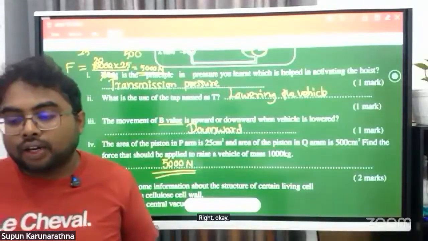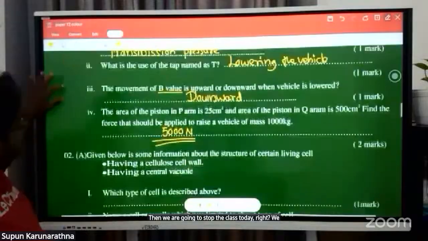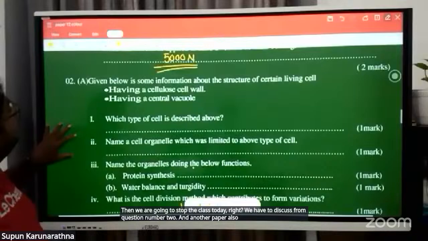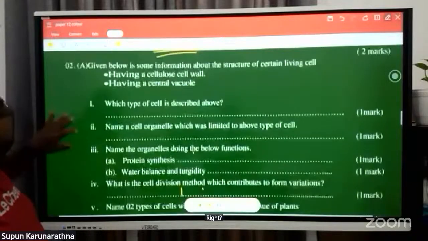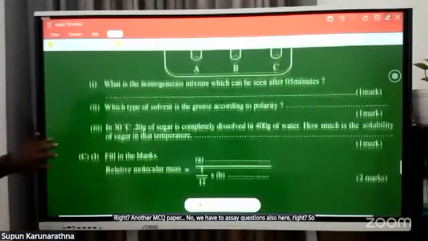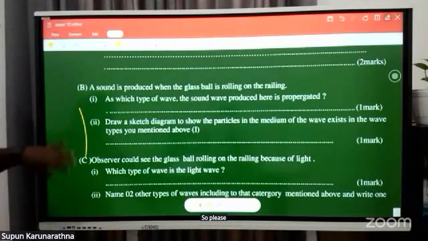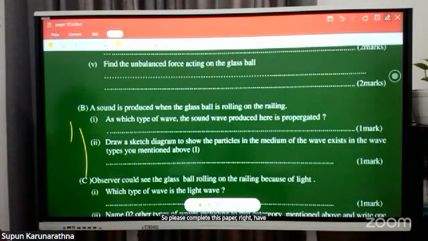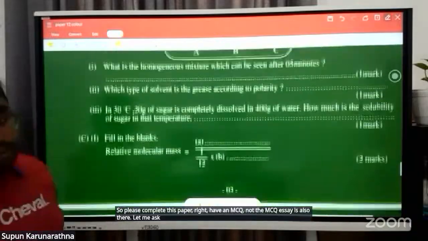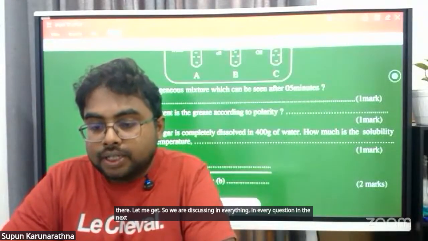Then we are going to stop the class today. We have to discuss from question number 2, and another paper I also shared to the WhatsApp group. It has MCQs, and there are essay questions also. Next week we will completely discuss this paper, so please complete it. We will discuss every question next day, and I will share the recordings also.